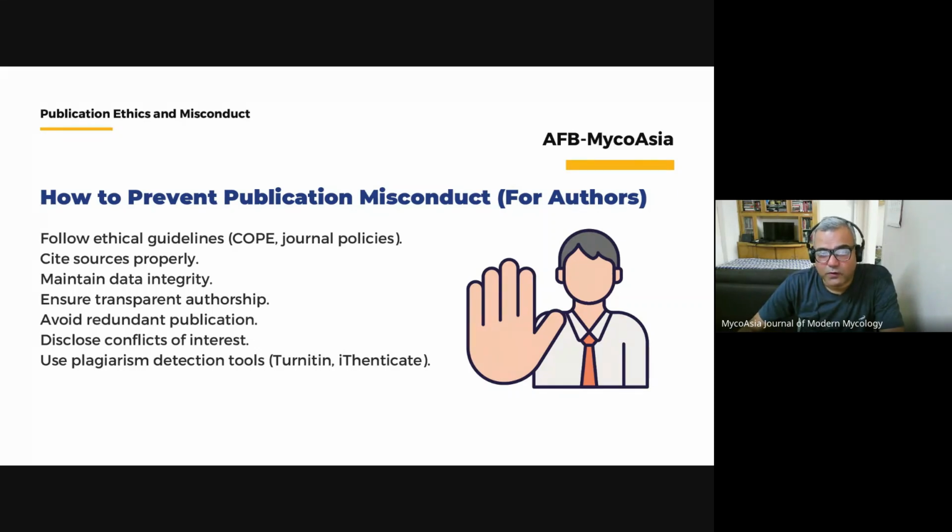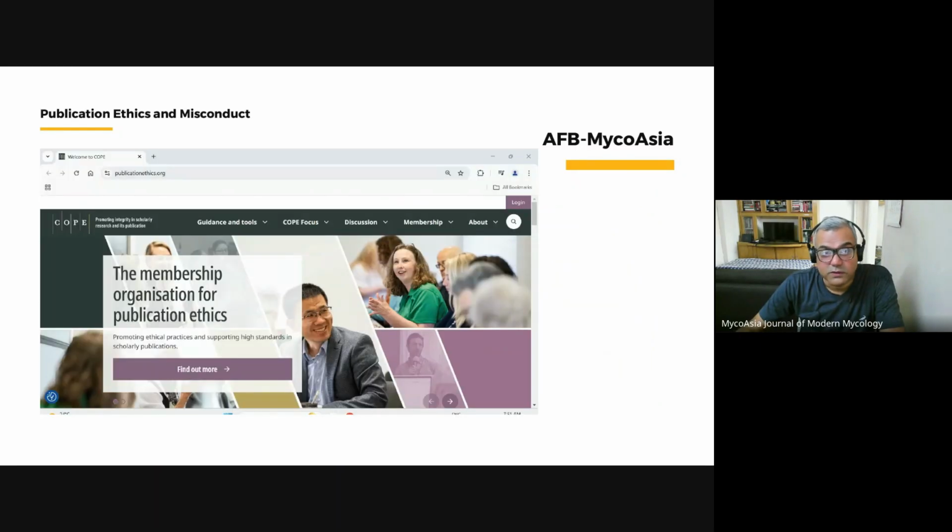So you have to follow ethical guidelines. Every journal will have its own journal policies. Please make sure you are aware of the journal policies. Or you can go to this website, Committee on Publication Ethics. This is an international body, and they will help you with this. It has lots of information, lots of guidelines with respect to publication.